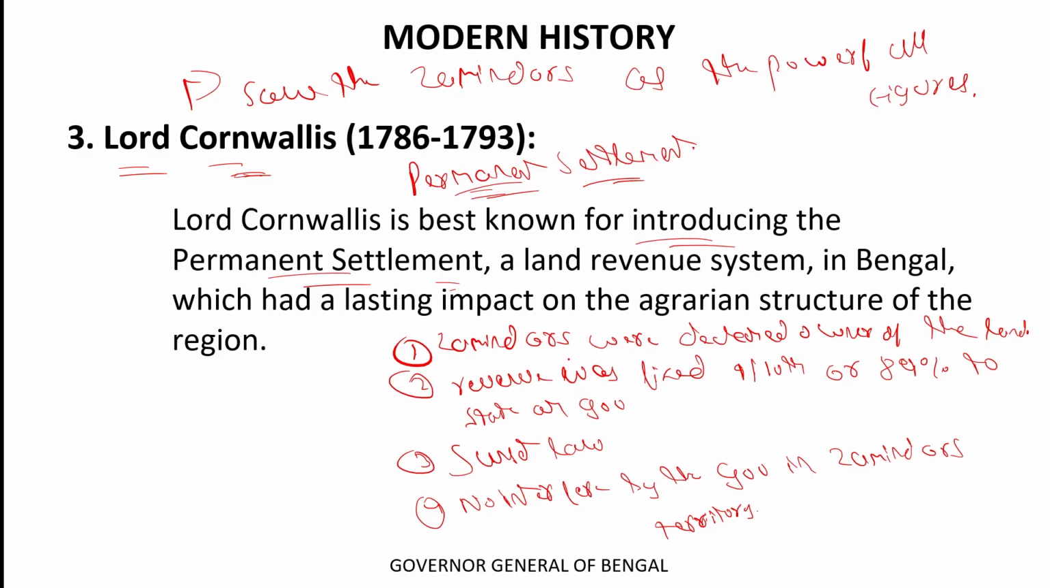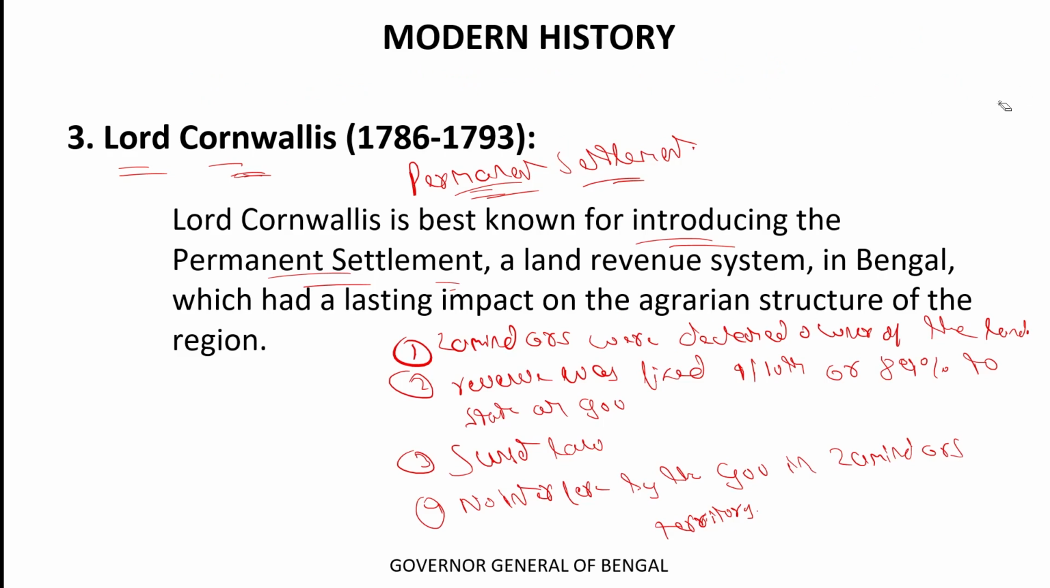Basically, these zamindars were declared the owner of the land. So you can say if there is one zamindar who had control of 400 villages, the entire land of these 400 villages was declared to belong to the zamindar. Second thing, revenue was fixed as 9/10 or 89% to the state government.